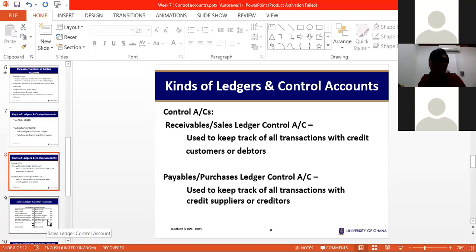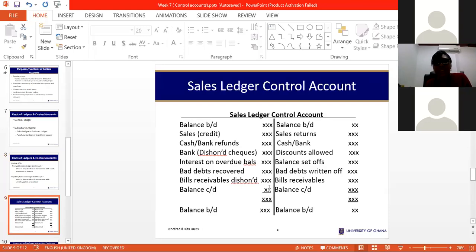You need to find a way to know those key terms and words as used in accounting. Now, this is a typical sales ledger control account, and I'm going to take my time just to give you an insight into how this is constructed. In the control account, double entry doesn't take place. So that is one thing we must note. In the control account, there is no double entry.